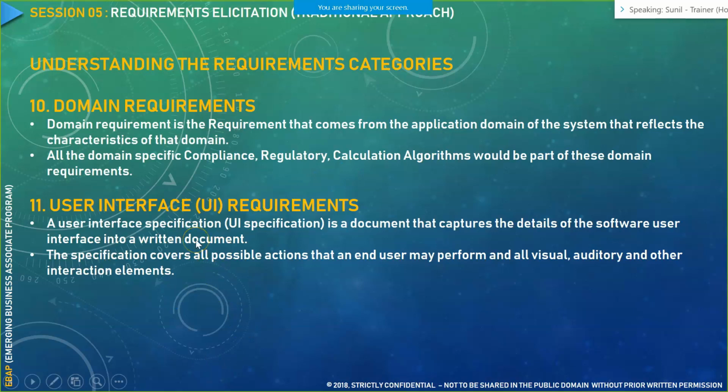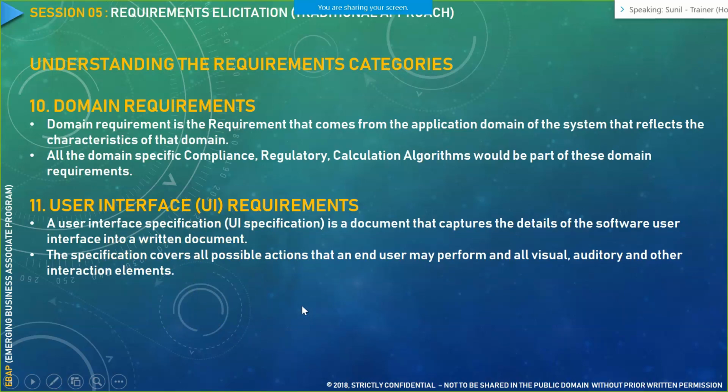Now the next category of requirement is your user interface requirement, your UI requirement, which captures the detail of the software user interface in a written document. Whenever you are creating a wireframe or a prototype for a particular system or screen design, those kinds of requirements would go under your user interface requirement. Essentially, your data dictionary could be considered as a part of your user requirement documents.